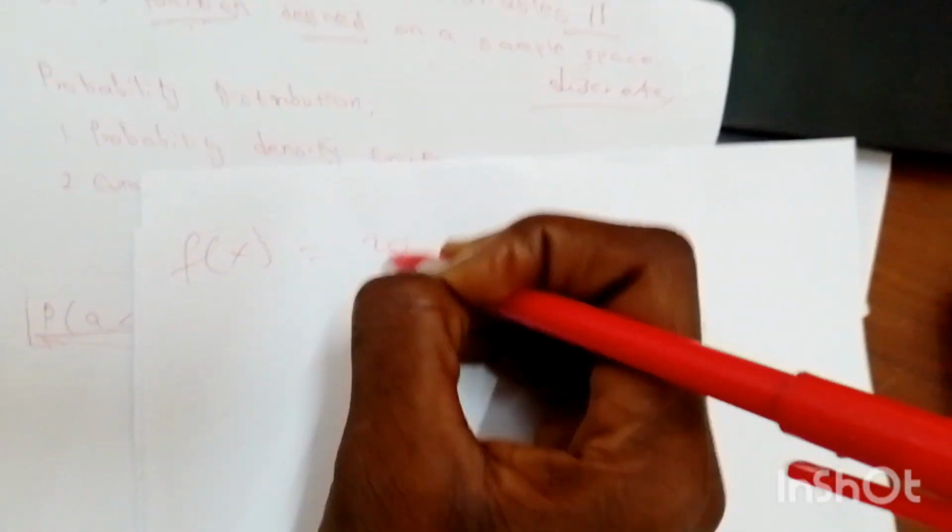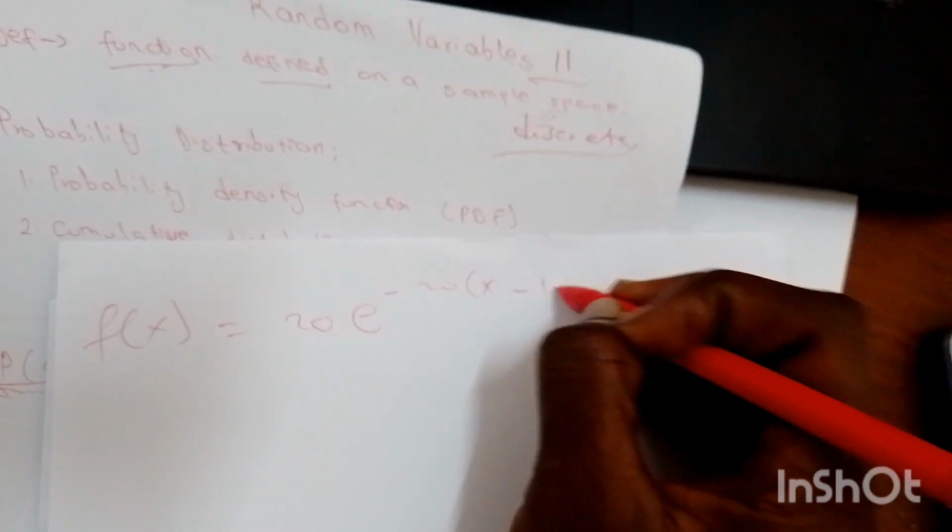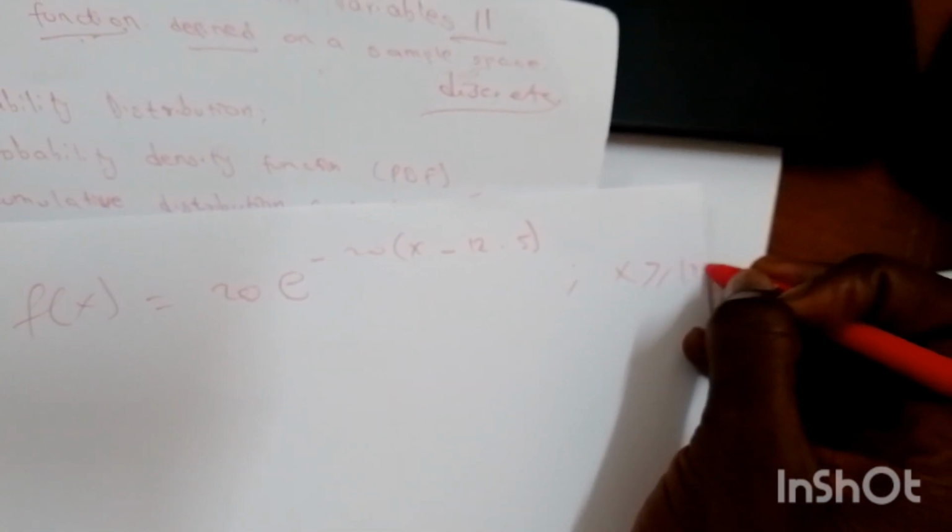There's another example here. Let's try this one, then move on with the rest of the discussion. Let's take a function of x that is described as 20 e power negative 20 times (x minus 12.5), for x greater than or equal to 12.5.